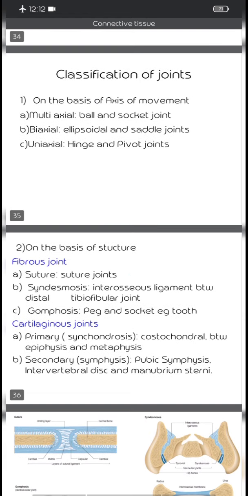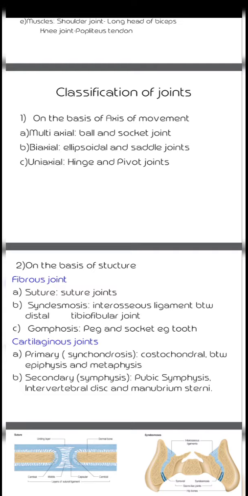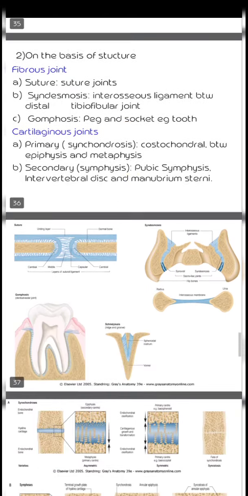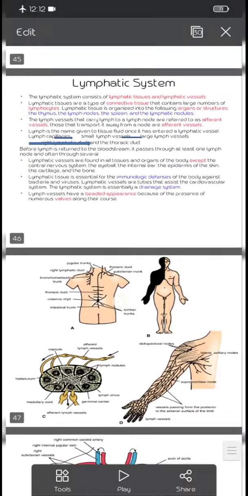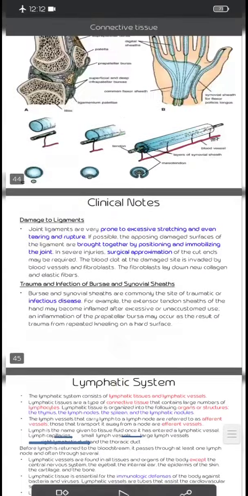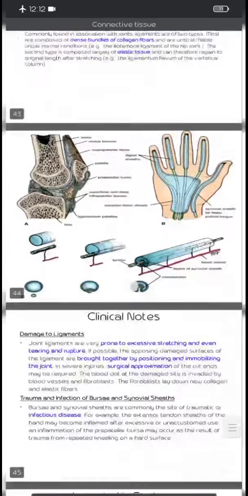Okay, so that marks all for today. We are going to study the joints, lymphatic system, and circulatory system in the next lecture, inshallah.